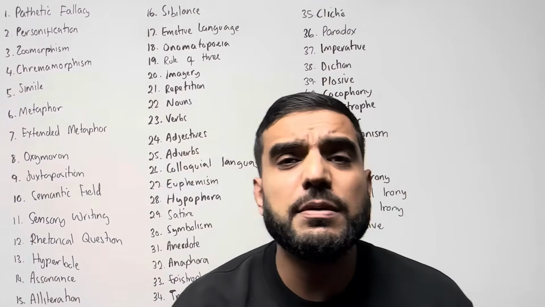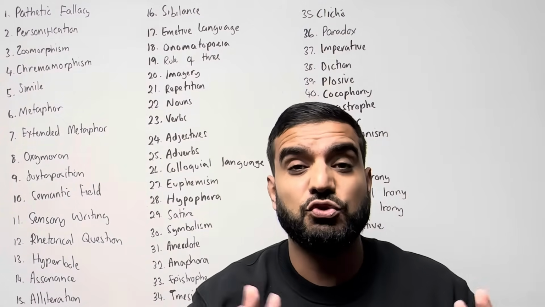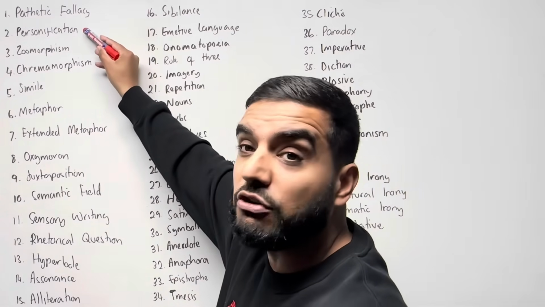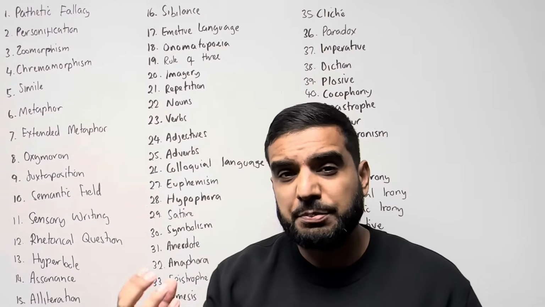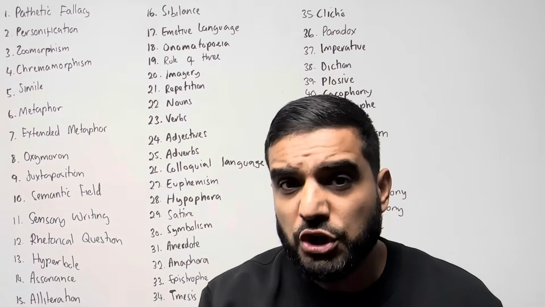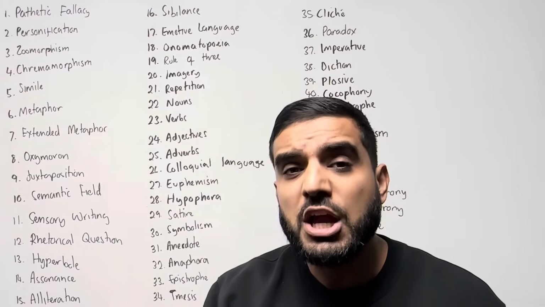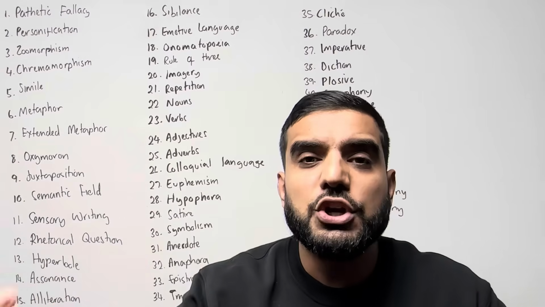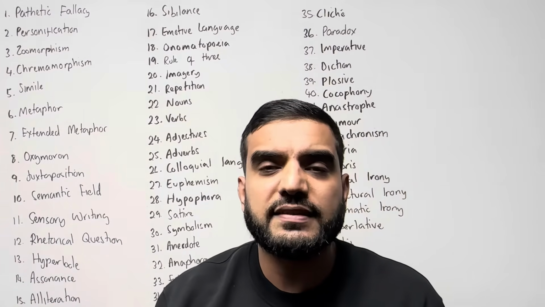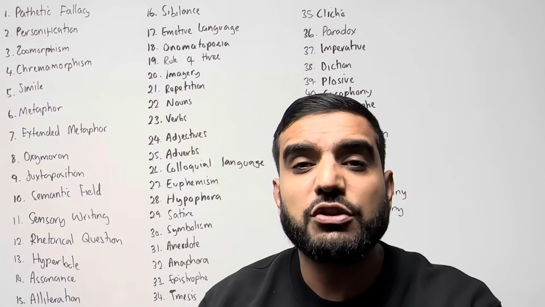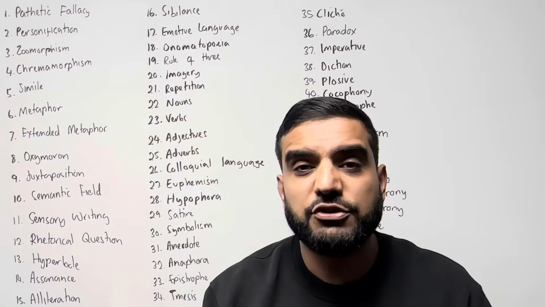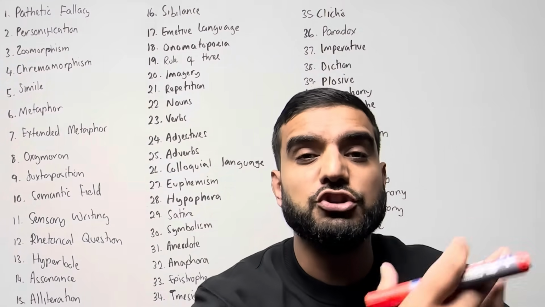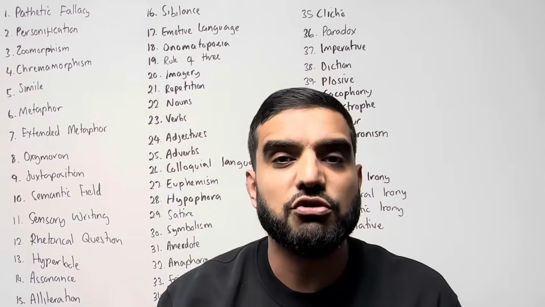Number four, guys, chromomorphism. Now this one sounds super complicated, but essentially guys, chromomorphism is the opposite of personification. So we said that personification is when you give a non-human a human feature. Chromomorphism is when you give a human the feature of a non-human. So for example, if I said John was blasting around the room like a rocket, he couldn't be stopped. Yes, it's a simile, but it's also chromomorphism because I'm giving John the features of a rocket.